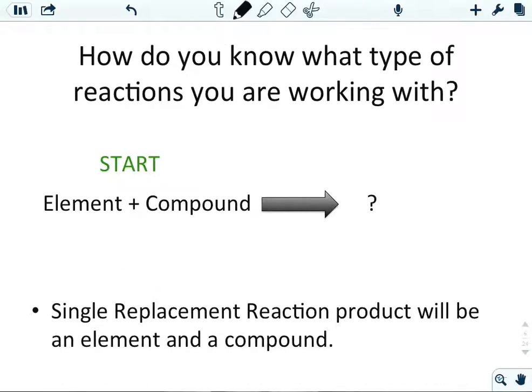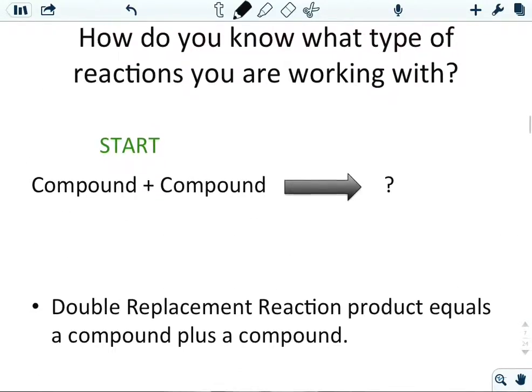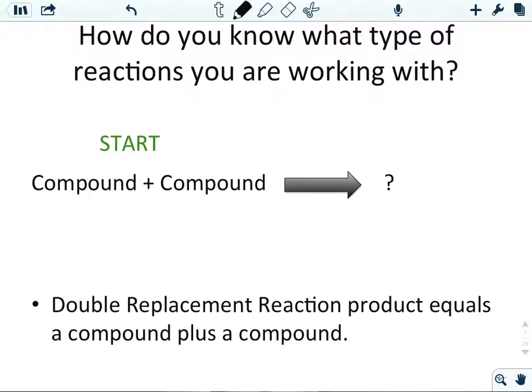Okay. If we have an element plus a compound, we're going to have a single replacement reaction. And the product will be another element and another compound. Again, remember that like replaces like. So metals replace metals and nonmetals replace nonmetals. And lastly, if we have a compound plus a compound, then we are going to have a double replacement reaction. And remember, they switch partners and produce a compound plus another compound.